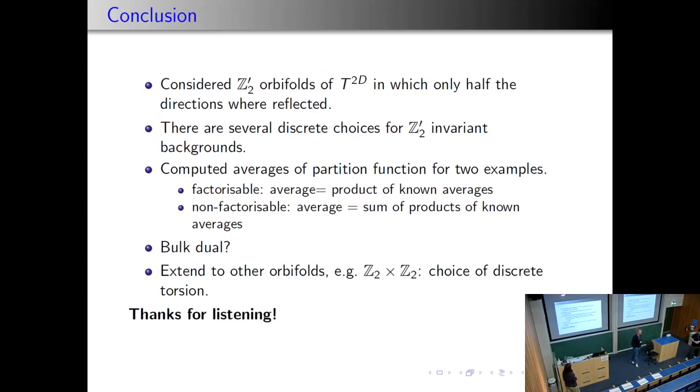So, is there any progress in finding the bulk dual for the non-factorizable case? Not at the moment, I'm afraid. Okay.